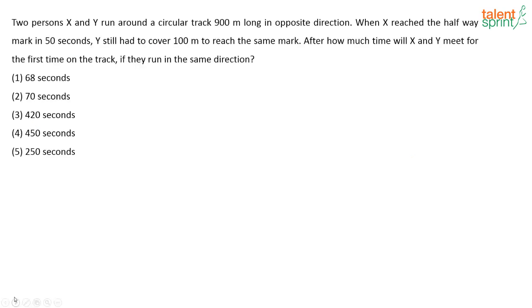Moving on, next question. Two persons X and Y run around a circular track 900 meter long in opposite direction. When X reached the halfway mark in 50 seconds, Y still had to cover 100 meters to reach the same mark. After how much time will X and Y meet for the first time on the track if they run in the same direction? A question again on time, speed and distance using the concept of races and tracks.